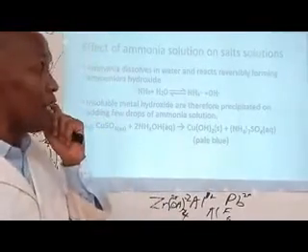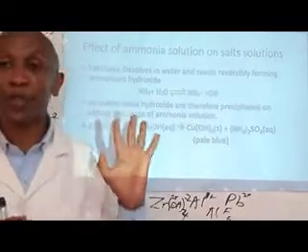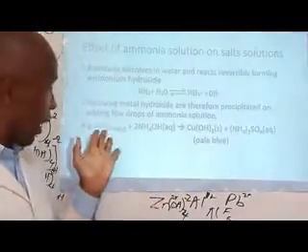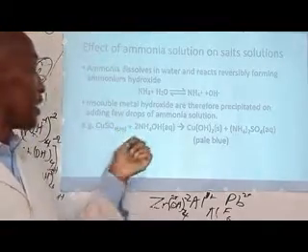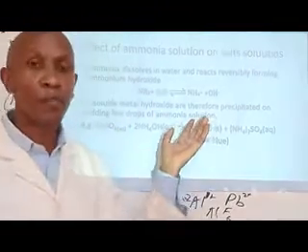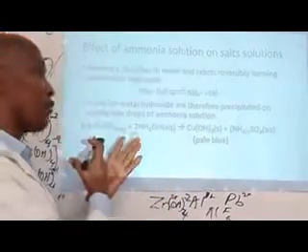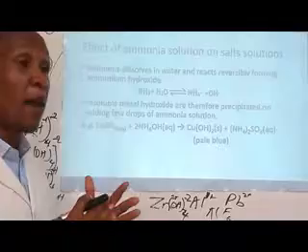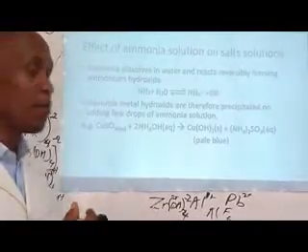So what will happen if I add ammonia solution to a solution that contains some cation? So I expect obviously that the insoluble hydroxide will be precipitated. So I'll either get a precipitate or no precipitate. When do I get a precipitate? Let me start from the precipitate.